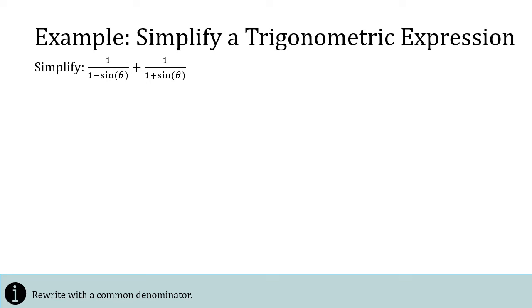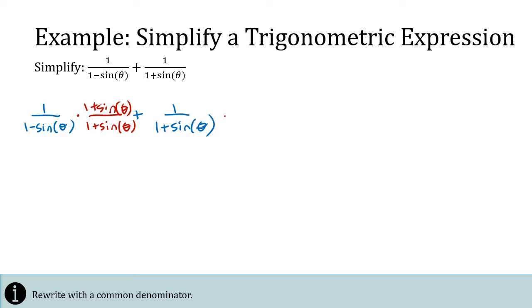So I'm going to say that 1 over 1 minus the sine of theta plus, I'm going to just leave a little bit of space here, 1 over 1 plus the sine of theta. In order to do this, I need a common denominator. So my common denominator is going to become, I'm going to multiply by the conjugate, so 1 plus the sine of theta over 1 plus the sine of theta. And to the second piece here, I'm going to multiply 1 minus the sine of theta over 1 minus the sine of theta.